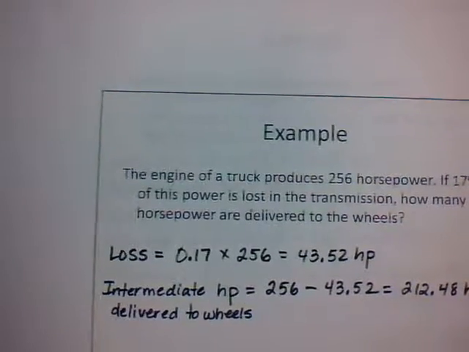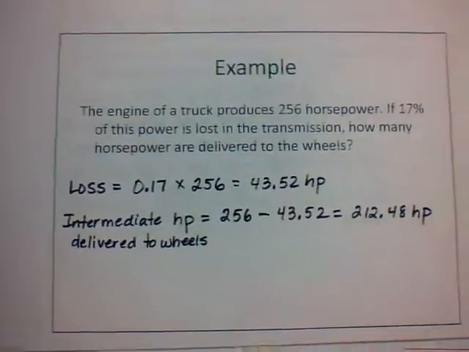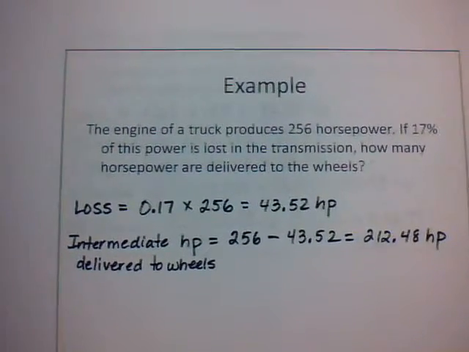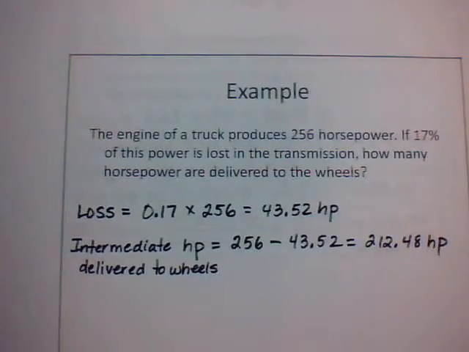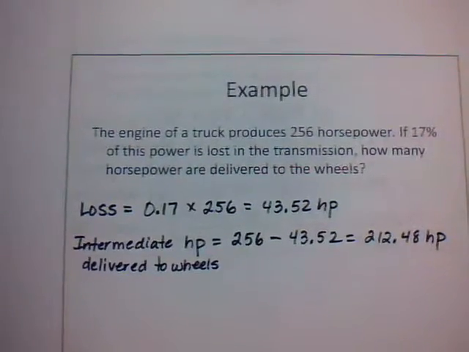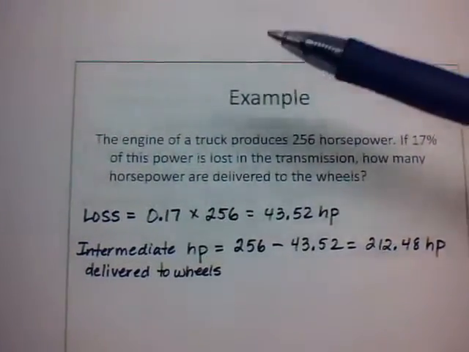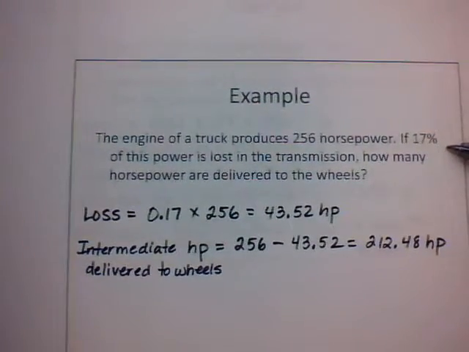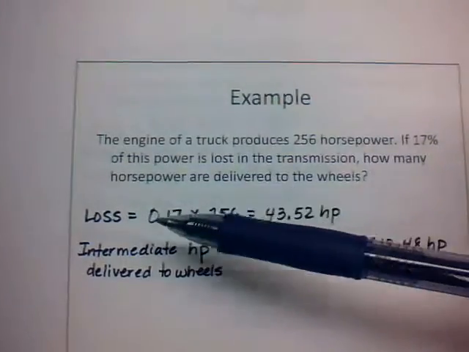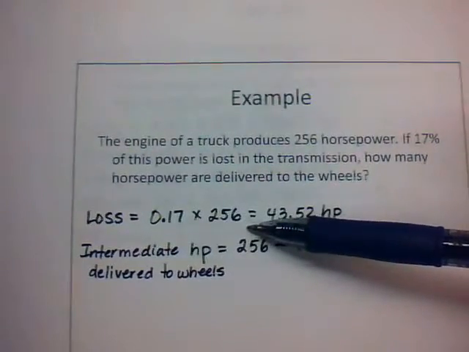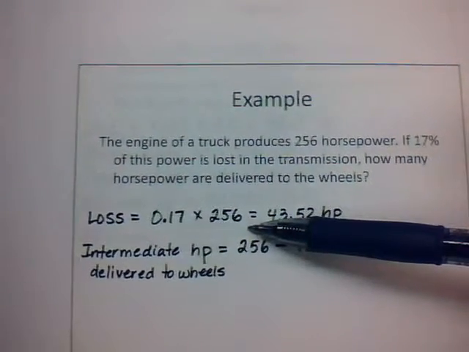Another example would be this. The engine of a truck produces 256 horsepower. If 17% of this horsepower is lost in the transmission, how many horsepower are delivered to the wheels? Well, first, we know that 17% of this horsepower is lost in the transmission, so that's 0.17 as a decimal. Multiply that by 256 horsepower in the engine.